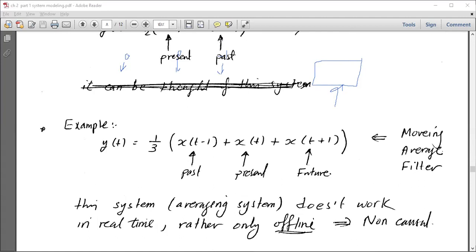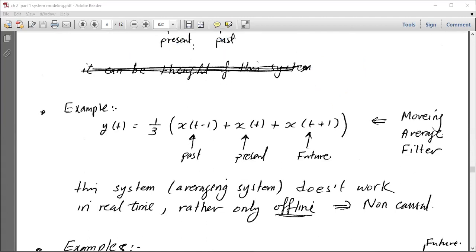Another example. Here it is: y of t equals 1/3 of x of t minus 1 plus x of t plus x of t plus 1. This is what we call a moving average filter. That is a low pass filter if you want, because you take the average value of the present, the past and the future, and divide it over the number. This is a kind of averaging.